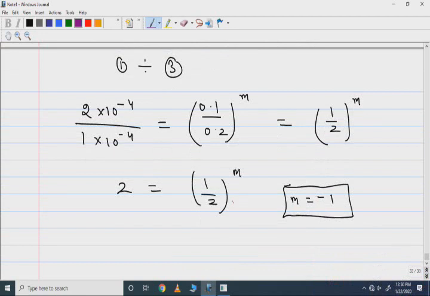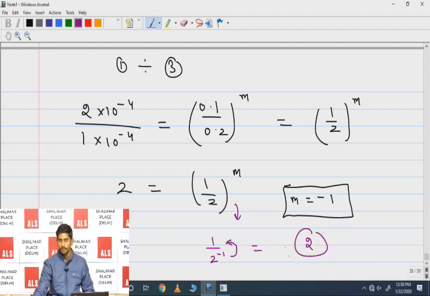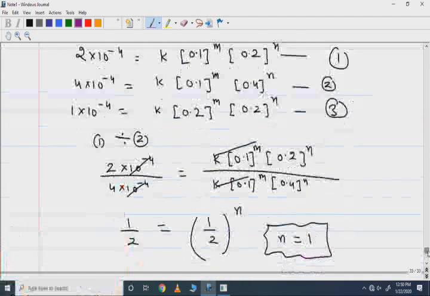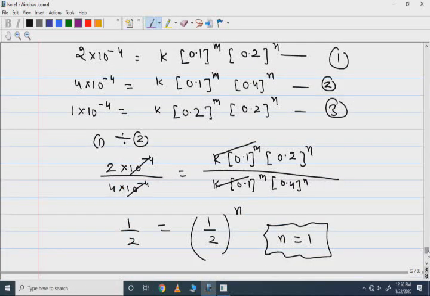See, this is 1 by 2 power minus 1. On coming in numerator part, it will become 2. Okay. So the order with respect to m is minus 1. Confirm once, is it clear to everyone? Are you clear with this solution? Good. Copy please. Copy this one. Copy and then confirm.